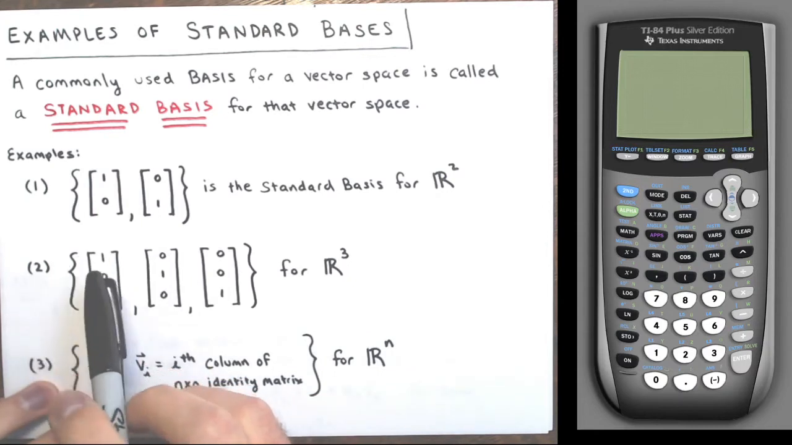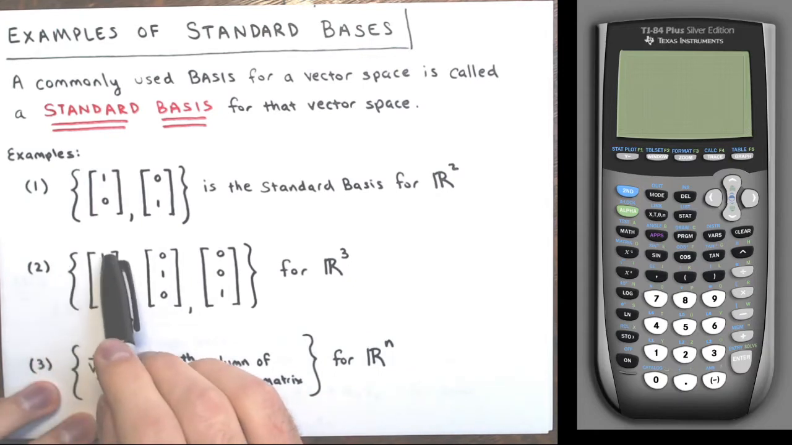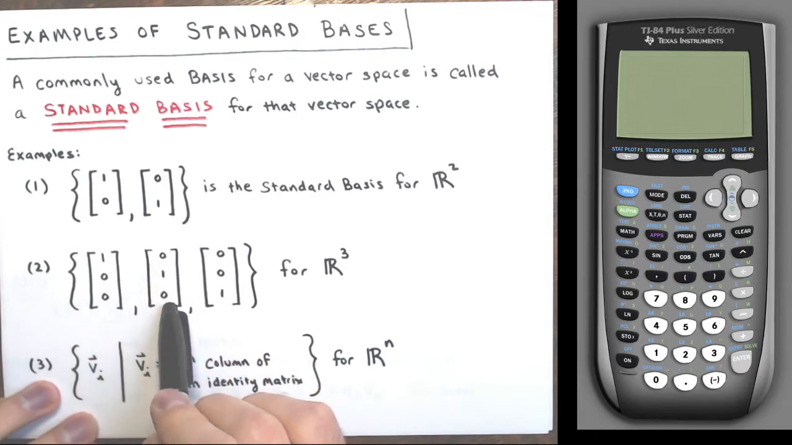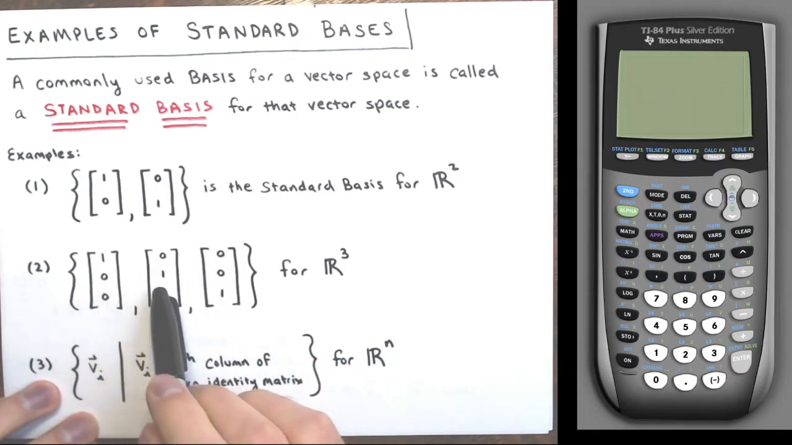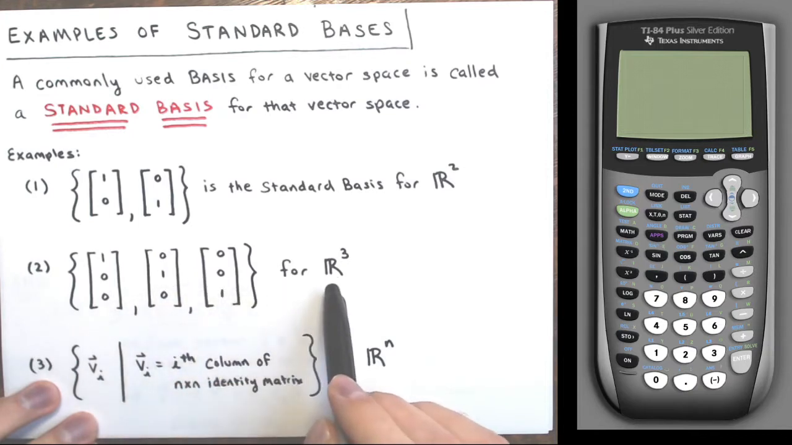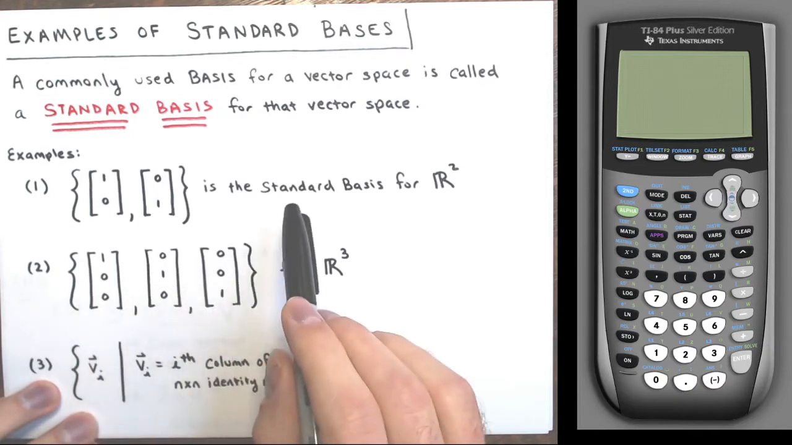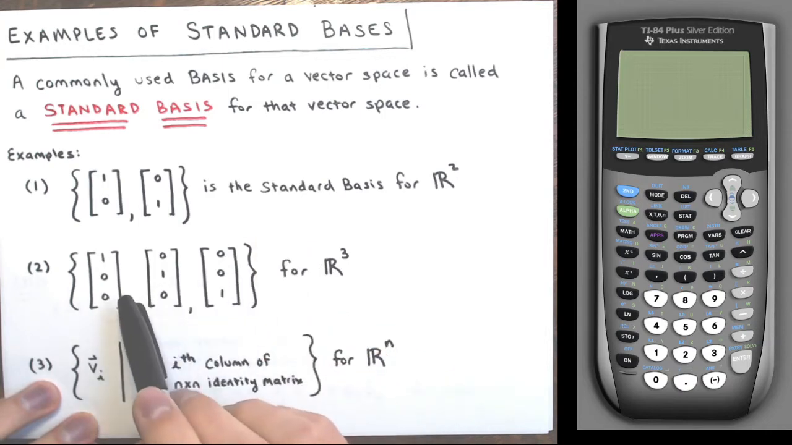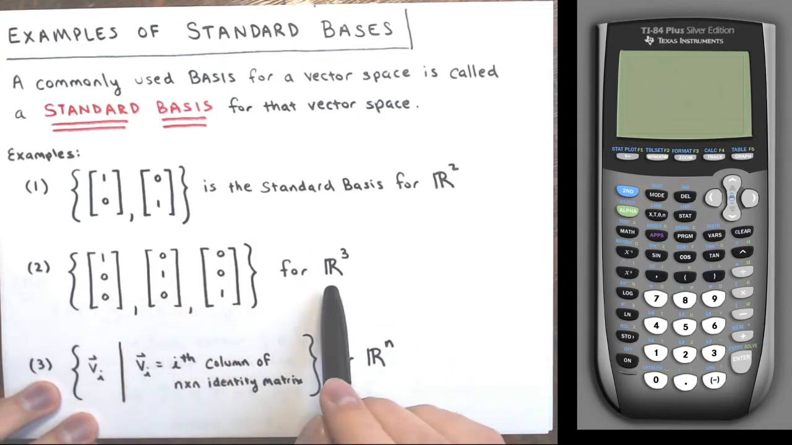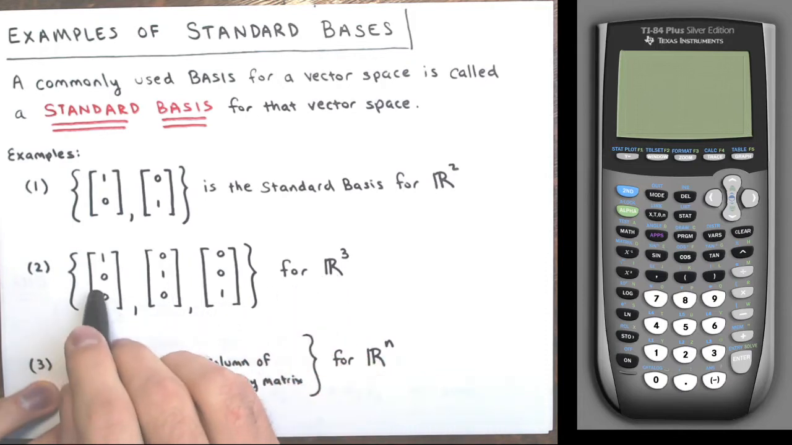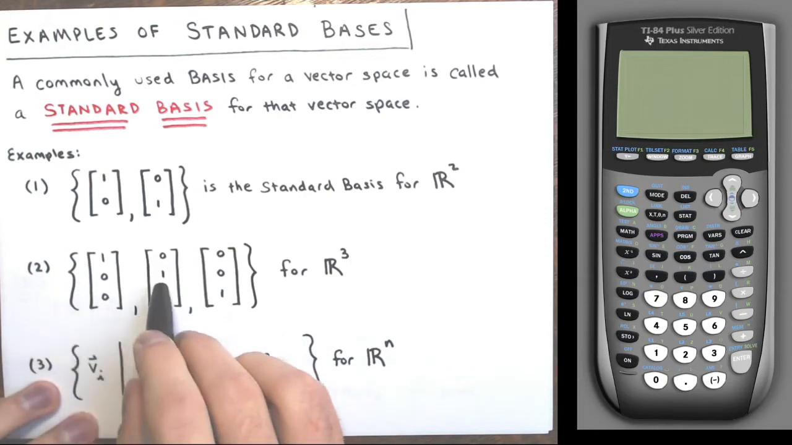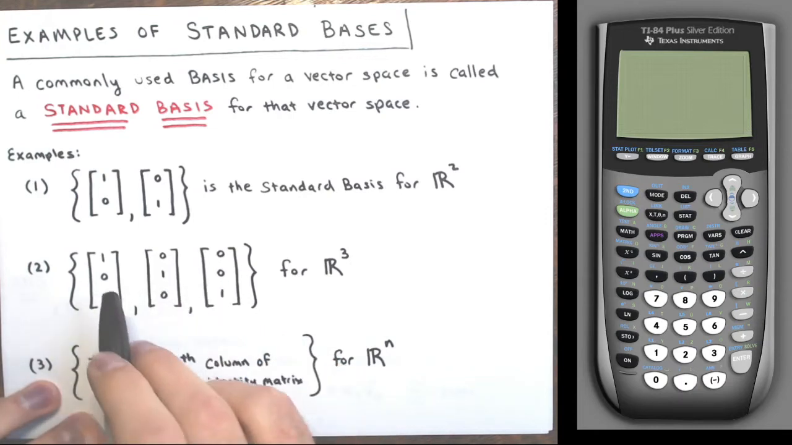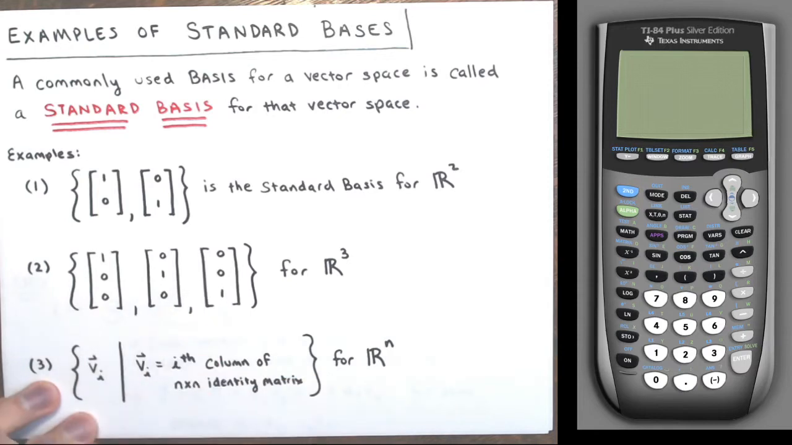Second example: 1, 0, 0, 0, 1, 0, 0, 0, 1. These are vectors from R3. These three vectors form a basis for R3. These are the standard basis for R3. These are like the simplest building blocks for the vector space R3. Every vector in R3 can be written as a linear combination of these, very simply. And these three vectors are linearly independent. You cannot write one as a linear combination of the other two.